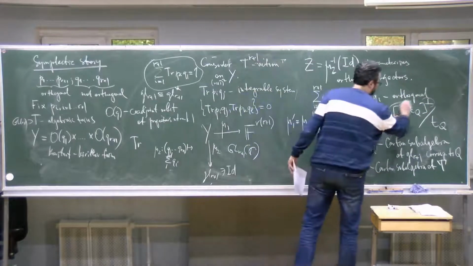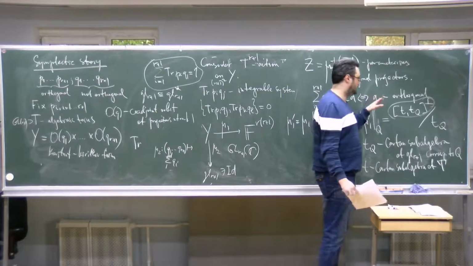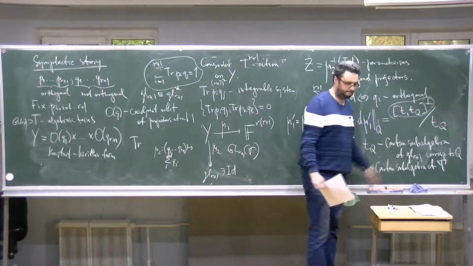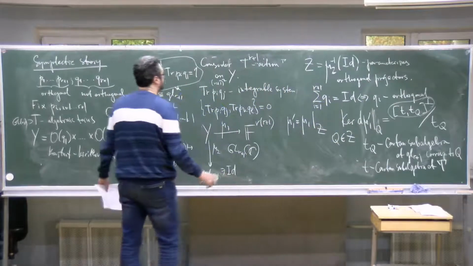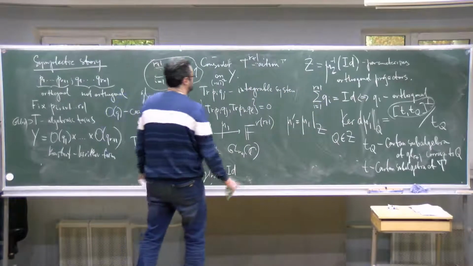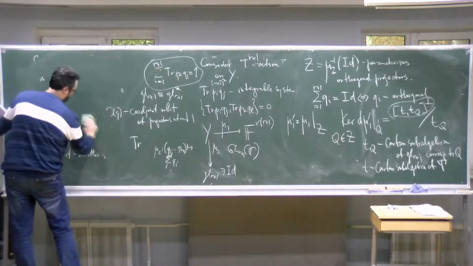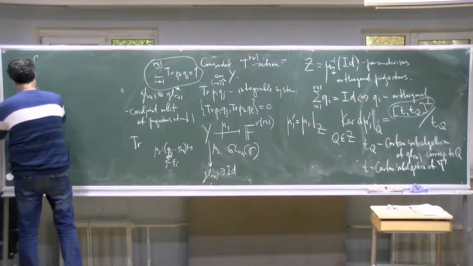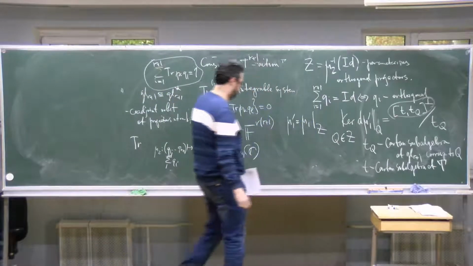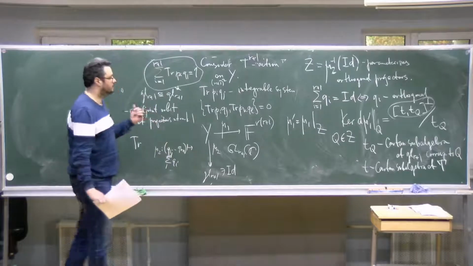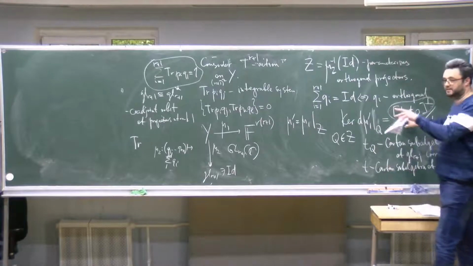This subspace is orthogonal complement with respect to standard trace form. Also, I would like to formulate the following proposition. TQ is generated by these QIs, T generated by PIs.